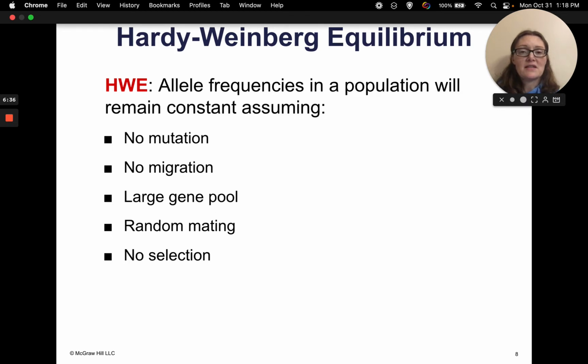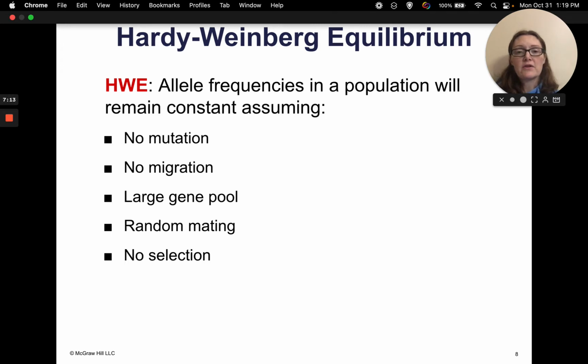Sometimes you can achieve this in a laboratory setting, but even then it's very hard because you can very rarely account for no mutations. In a lab, you can usually get no migration to happen. You can sometimes account for random mating and no selection. You can sometimes do a large gene pool in a lab, but it's very rare to make no mutations in a lab. So even in a lab, it's very hard to get Hardy-Weinberg equilibrium to occur. So this is a very, very rare thing to happen, and in a natural environment, it's almost impossible.